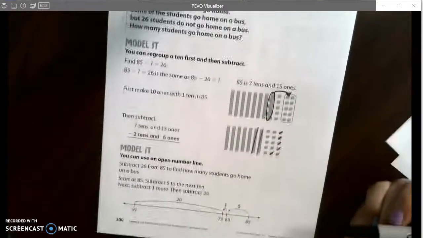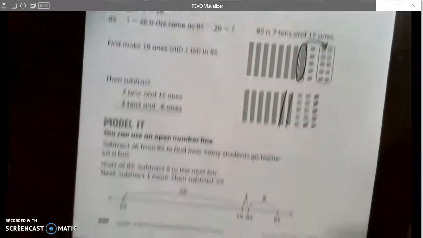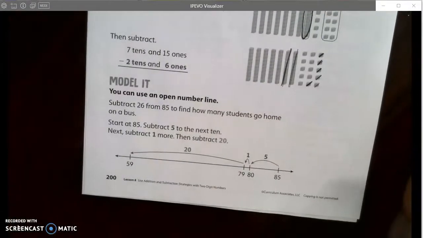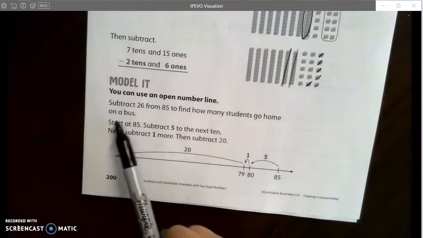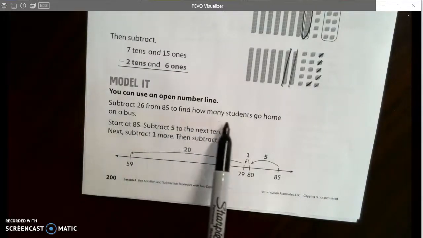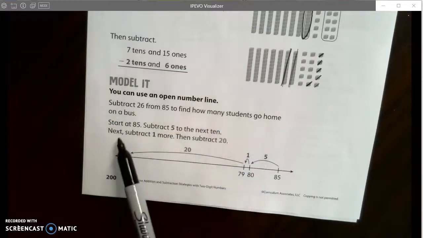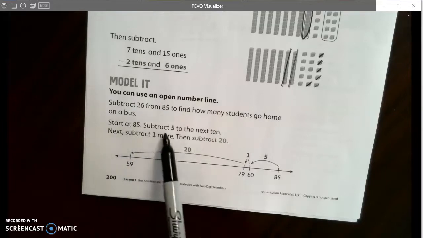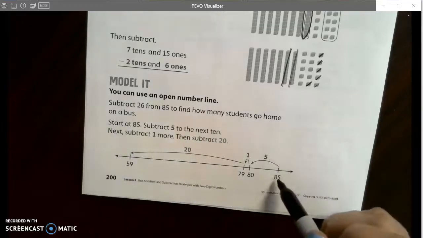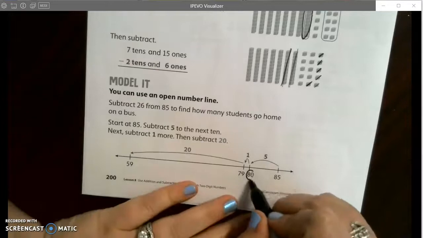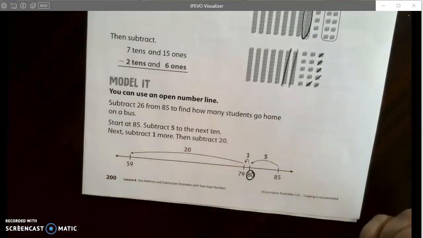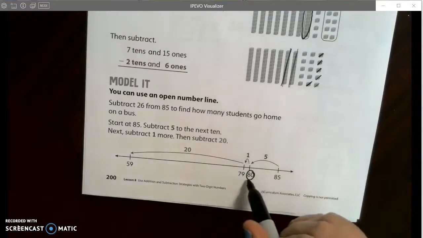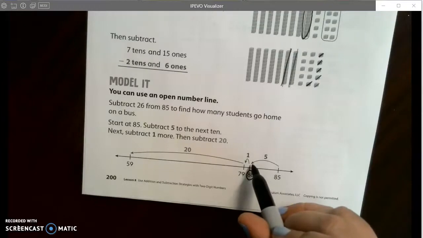The other way that the book shows you that you can solve this problem is by using our favorite number line. Subtract 26 from 85 to find how many students go home on a bus. Start at 85, subtract 5 to the next 10. So remember, tens are those easy, nice, simple numbers to add and subtract with. So 85, to get to a 10, we have to subtract 5.